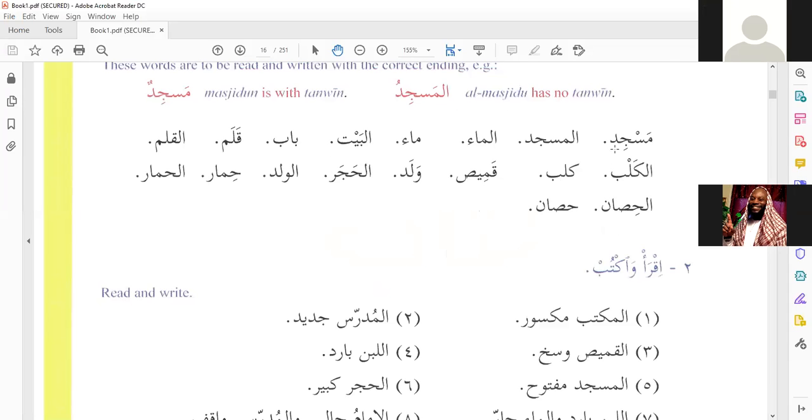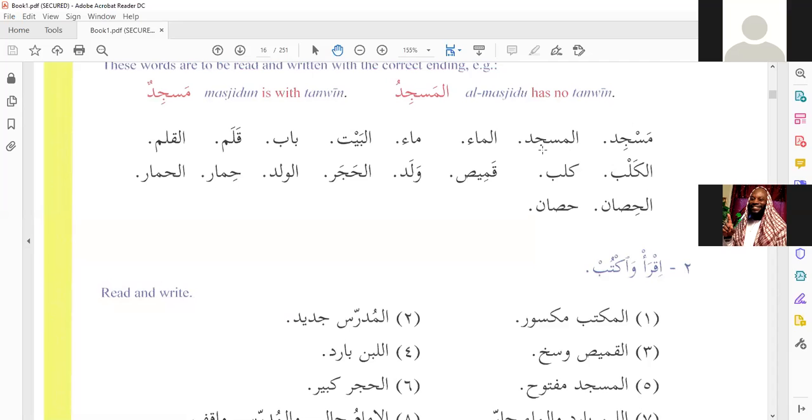So we're going to read, and look what they did. They've taken away the endings. So you're going to have to read it with the ending, whether it's a tanween or not, depending on the context. So I'll do the first two just to show you what they want, and then we'll have some of you all do it. So for example, we have masjidun, right? How do I know it's masjidun? Because it does not have alif lam. Oh, look at the next example.